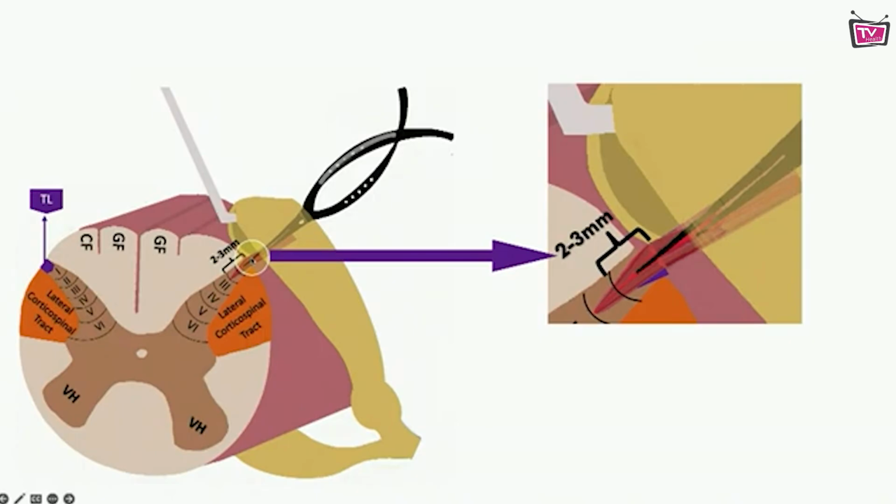But in avulsion injuries, obviously the roots are avulsed, and there is a region where there are no roots. So you have to identify the normal root above and below, draw a straight line, and go in through that sulcus to get the procedure done.